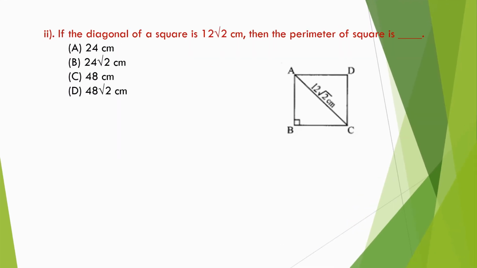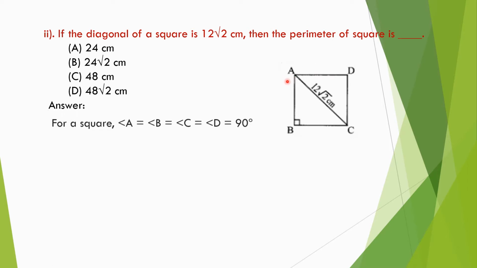Question number 2. If the diagonal of a square is 12 root 2 centimeter, then the perimeter of the square is dash. Options are given. Option A is 24 centimeter, B is 24 root 2 centimeter, C is 48 centimeter, and D is 48 root 2 centimeter. In this question, the diagonal of a square is given and we have to find the perimeter. First we have to find the side of the square, because perimeter of a square is equal to 4 into the length of one side.